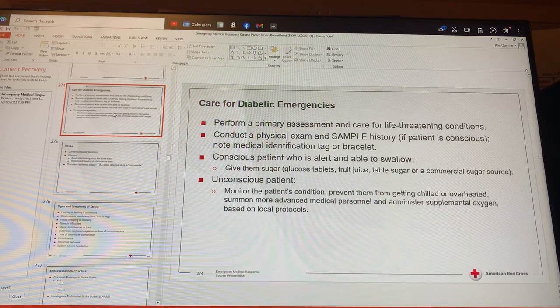Conscious patient who is alert and able to swallow. Give them sugar, glucose tablets, fruit juice, table sugar, or a commercial sugar source. That's a conscious patient. Now, an unconscious patient: monitor the patient's condition, prevent them from getting chilled or overheated. Summon more advanced medical personnel and administer supplemental oxygen based on local protocols.